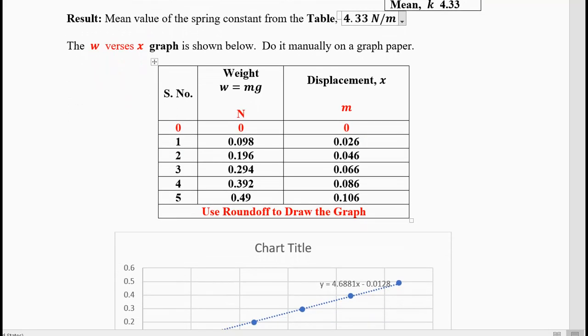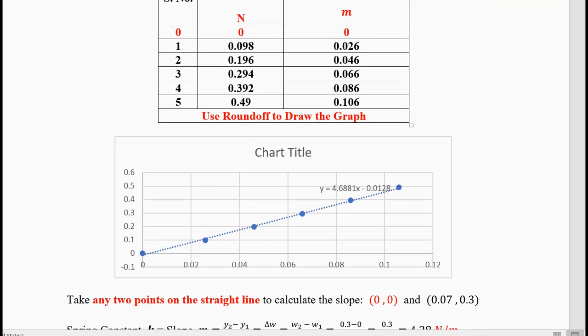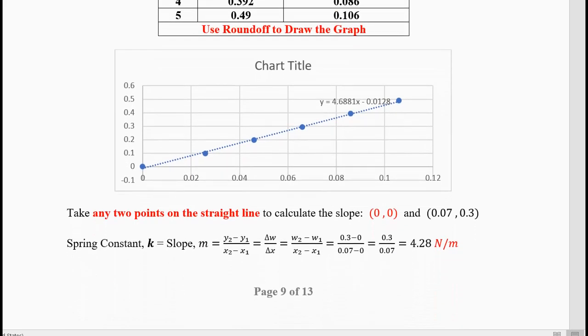Now 0.098, 0.026. Put all these 6 points. 0, 0 is your first point, and put all the 5 points and draw the graph. Now in this graph there is no corner except the one corner is 0, 0. The other corner we have to estimate. Where is the other corner? Let's look at something like 0.07, it will be about 0.3 approximately. Okay, I am just doing it approximately.